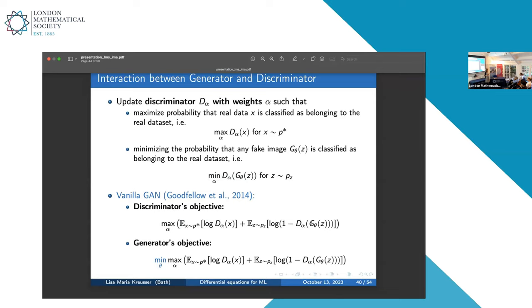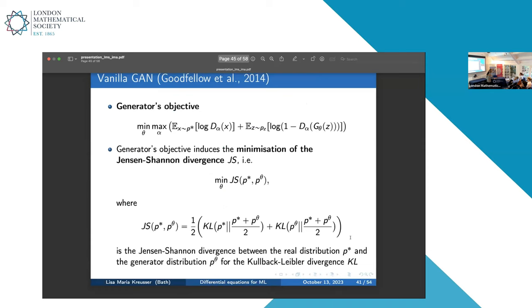And in contrast to that, now that we know the discriminator, the task of the generator is to find theta in such a way that the discriminator's objective is minimized, which results in this final optimization problem for the generator. And having this generator's objective now, one can actually show that this is related to the minimization of the Jensen-Shannon divergence. And this is again closely related to the Kullback-Leibler divergence.